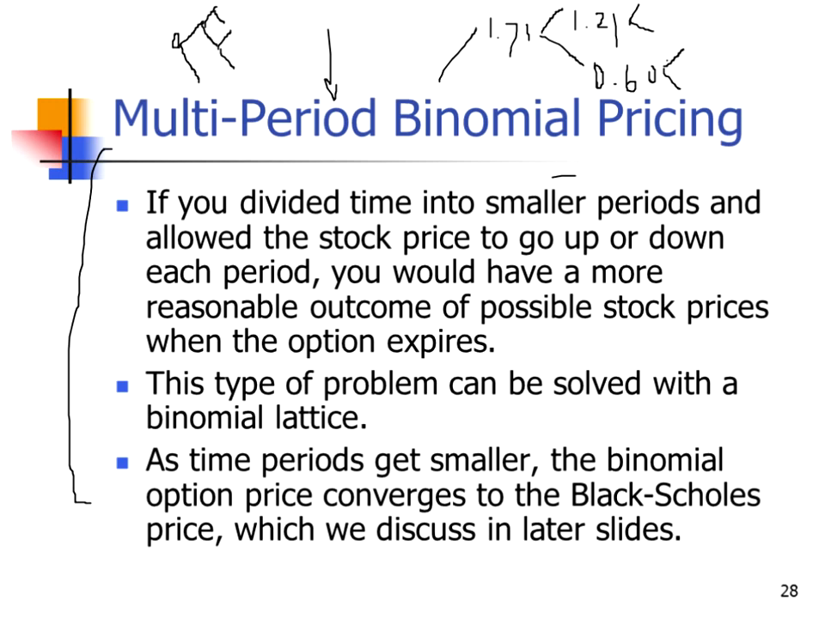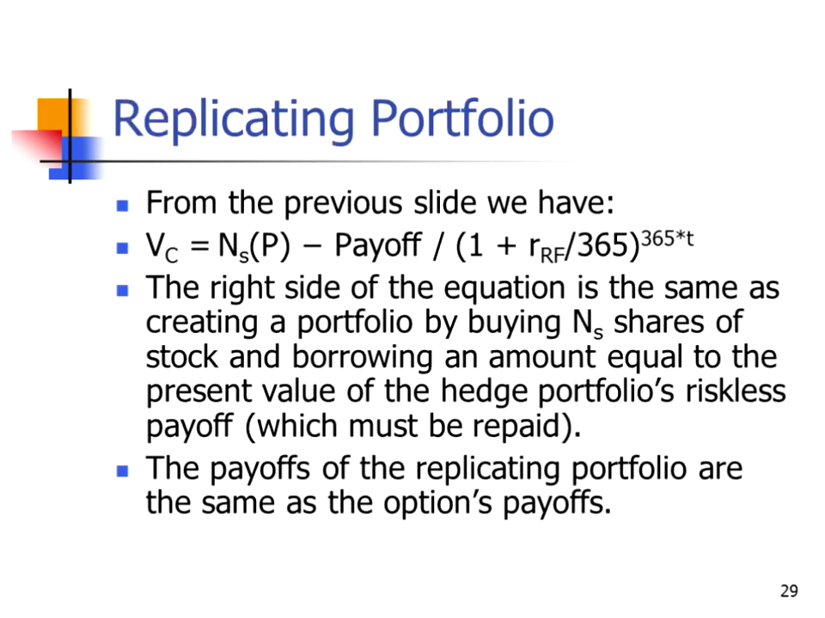So as the period gets smaller, the binomial option price converges to the Black-Scholes price, which we will discuss in a later slide, which is a better way to assess the fair value. Now, replicating portfolio.